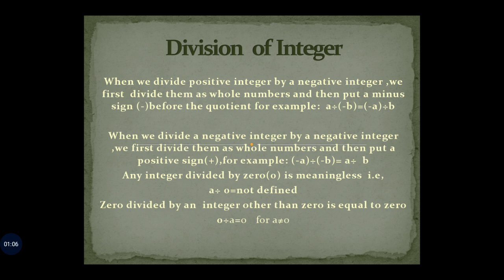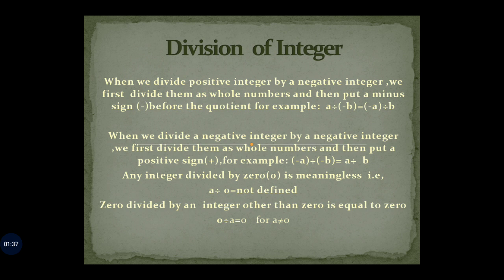Any integer divided by 0 is meaningless. That is, a divided by 0 is not defined. The quotient is not defined in this particular division. 0 divided by an integer other than 0 is equal to 0. That means 0 divided by any integer gives you 0, where a is not equal to 0. That means a should have some value at least other than 0. These are some of the properties.